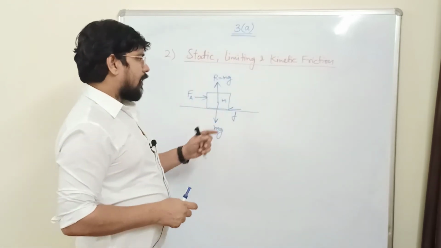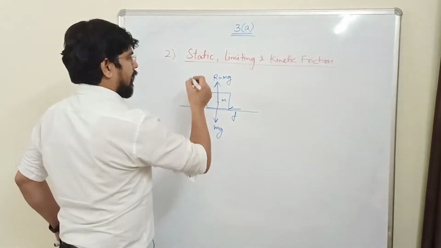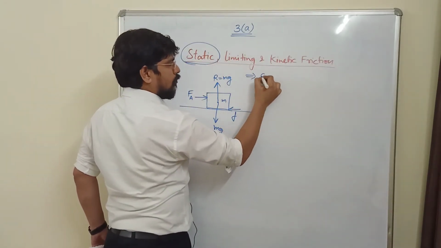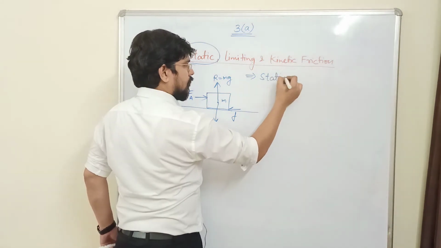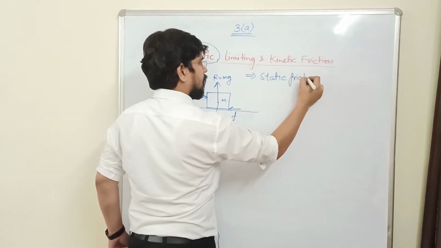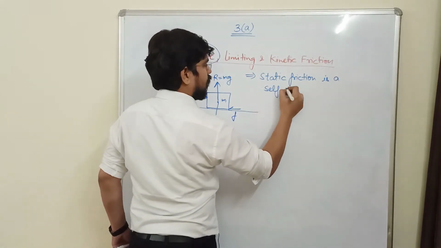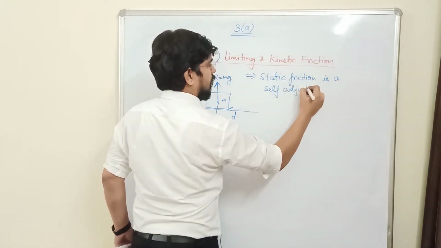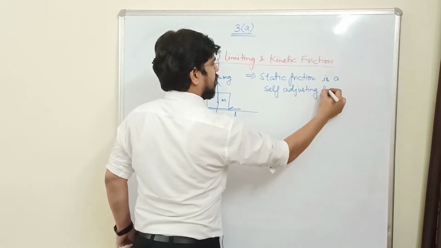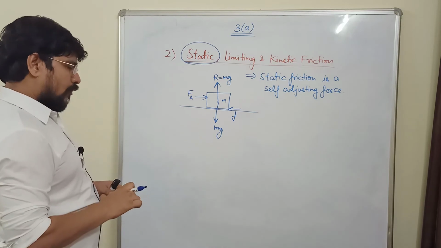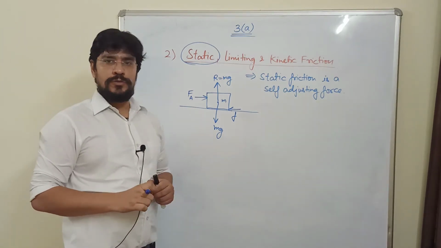So the friction that exists as long as our object remains at rest, static, we call static friction. This is your most important point: static friction is a self-adjusting force. You apply force, you increase the magnitude of applied force, and the force of friction will also increase.